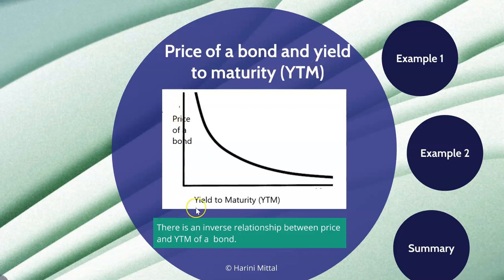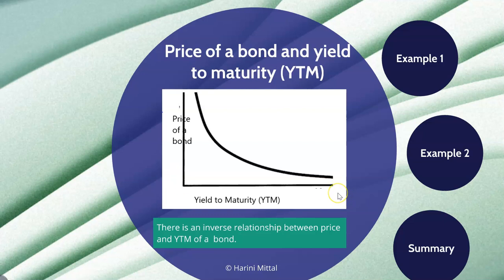If we look at this graph, we can see on the x-axis there is the yield to maturity or YTM. On the y-axis, you have price of a bond. Now, if you see the graph, as your YTM or yield to maturity increases, the price of a bond decreases.